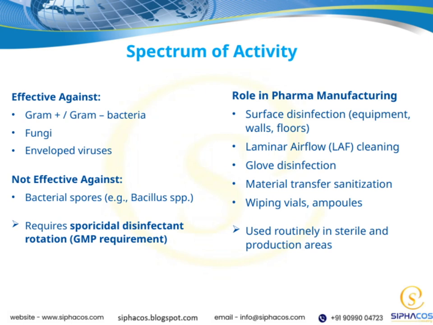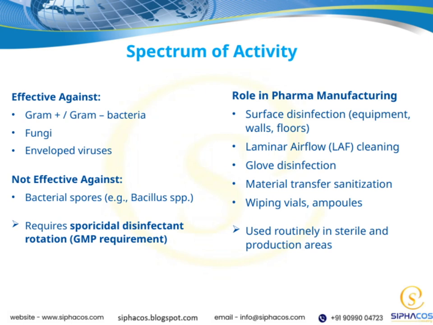Now, let's talk about their spectrum of activity. Effective disinfectants target a wide range of microorganisms, including gram-positive and gram-negative bacteria, fungi, and enveloped viruses. This broad activity is crucial for comprehensive sterilization processes. However, it's important to recognize their limitations. Disinfectants are not effective against bacterial spores, such as Bacillus species.